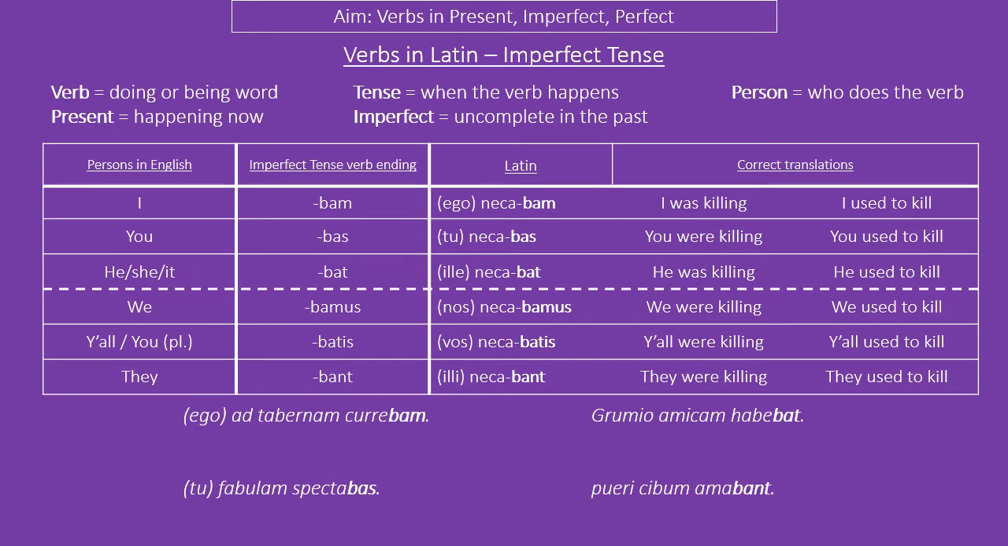Imperfect tense. Sometimes the imperfect tense is called the past incomplete tense. I'm going to use the word imperfect because that's the word that the Romans would have been using-ish. So it is something when something not finished in the past. So I was doing something, you were doing something.